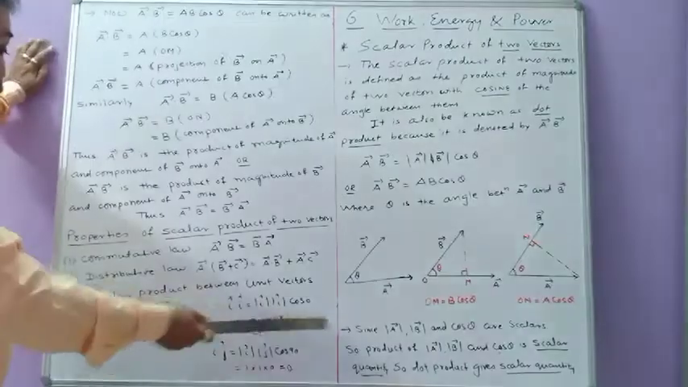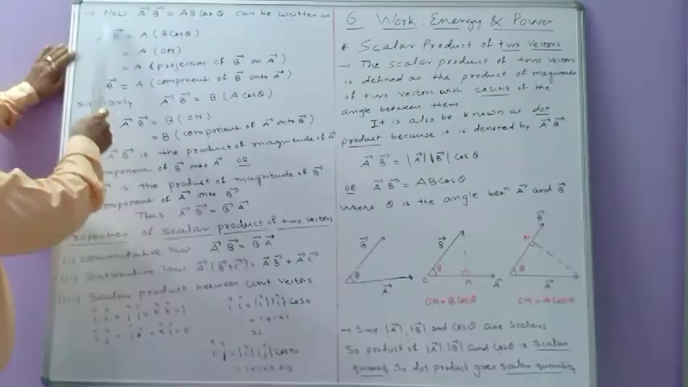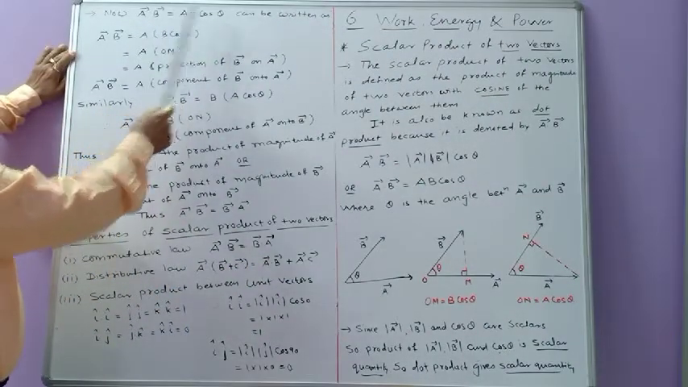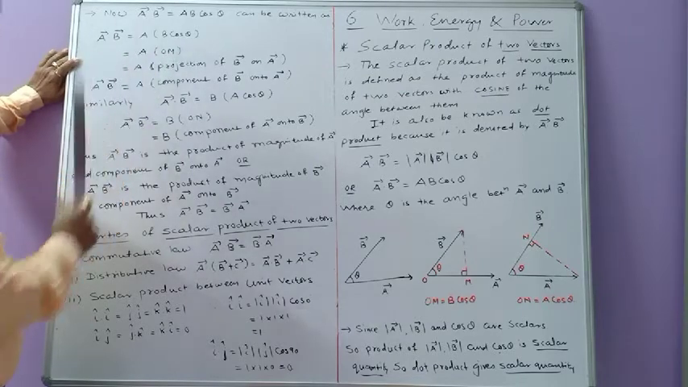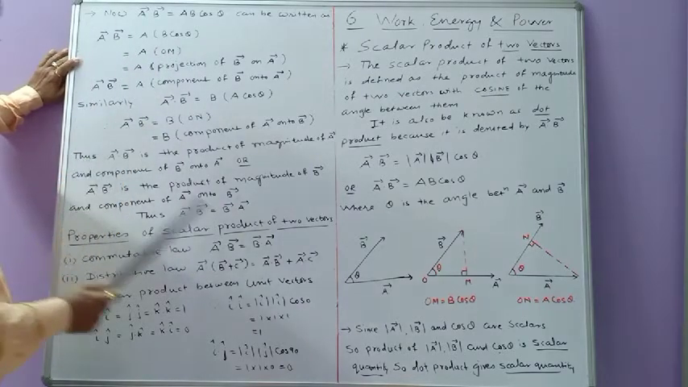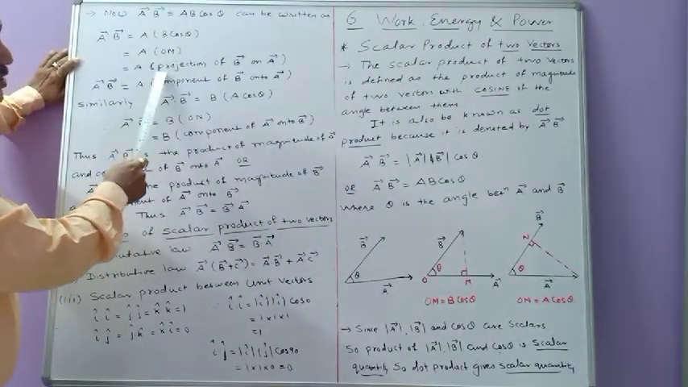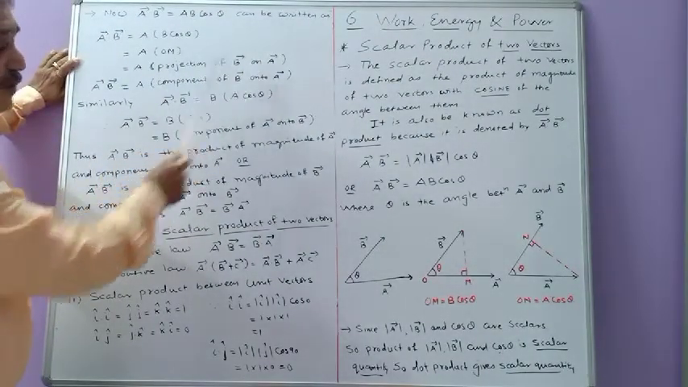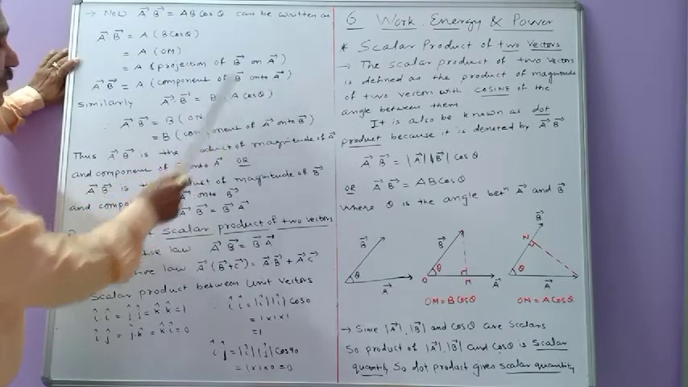Now we have another definition that comes from this figure. A dot B equal to AB cos theta can also be written as A into bracket B cos theta. What was B cos theta? B cos theta was OM. OM can be read as the projection of vector B on vector A, or it can be read as the component of vector B onto vector A.